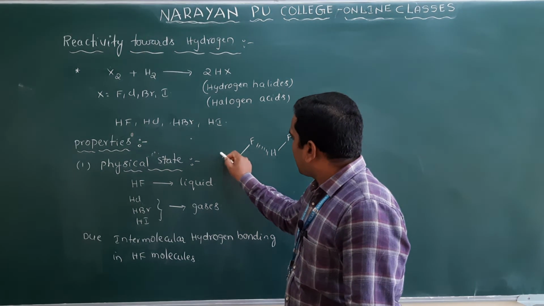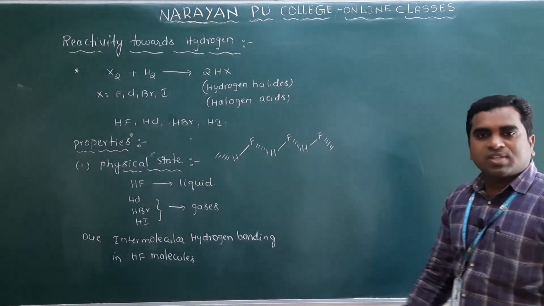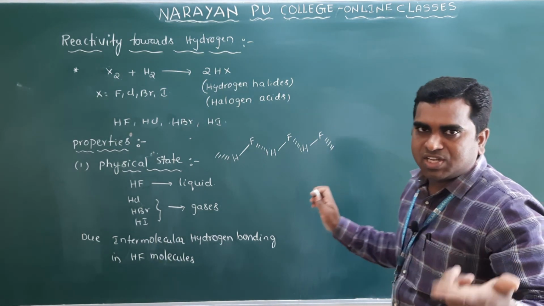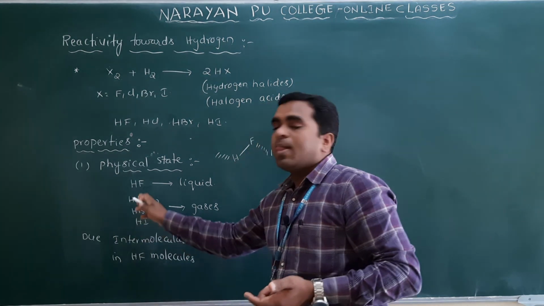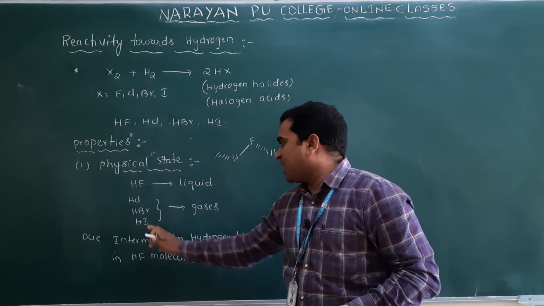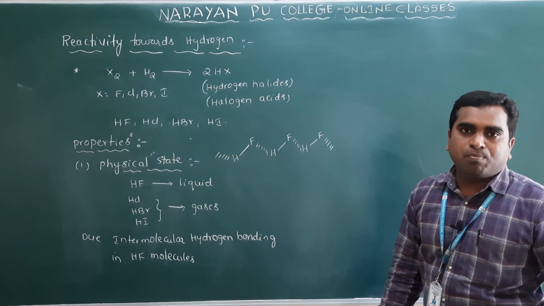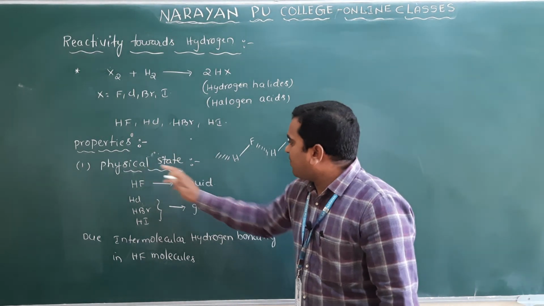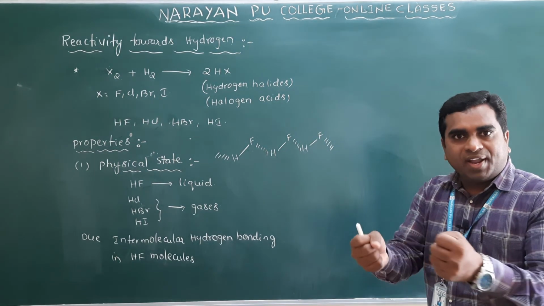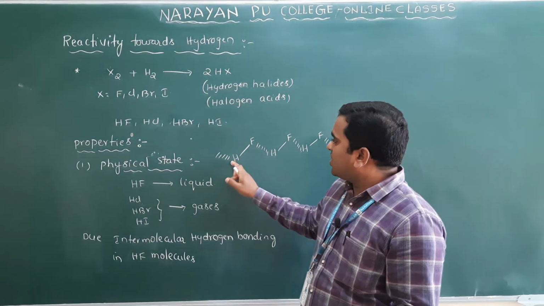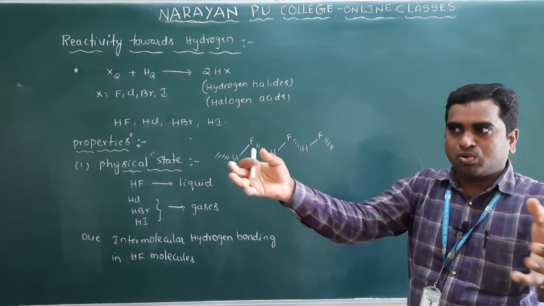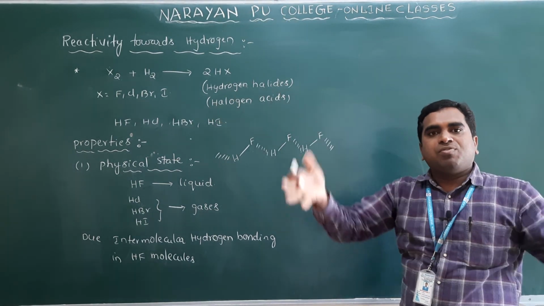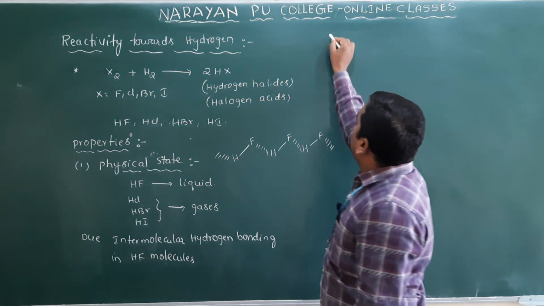So this is what we call hydrogen bonding. Because fluorine is small in size and has high electronegativity, it can easily form hydrogen bonds. But the remaining halogens, chlorine, bromine and iodine, cannot form hydrogen bonds among their molecules. So HF has strong hydrogen bonding, molecules come close to each other, so it is a liquid. If weak, molecules move away from each other, so they are gases. That is the case.